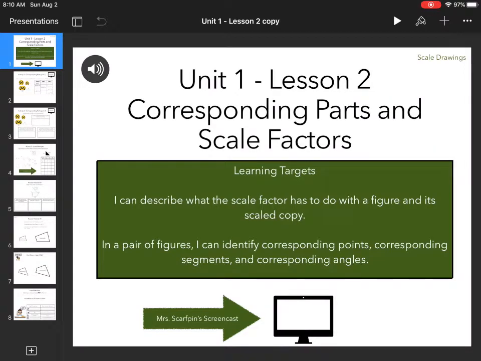Unit 1, Lesson 2, Corresponding Parts and Scale Factors. I can describe what a scale factor has to do with a figure and its scaled copy. In a pair of figures, I can identify corresponding points, corresponding segments, and corresponding angles.